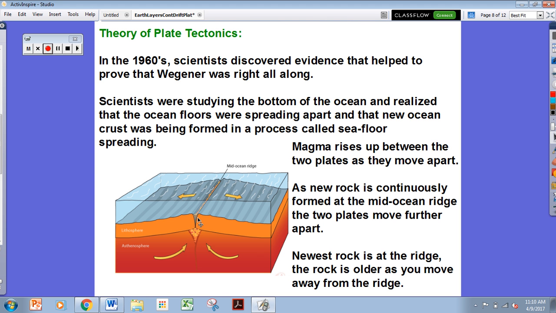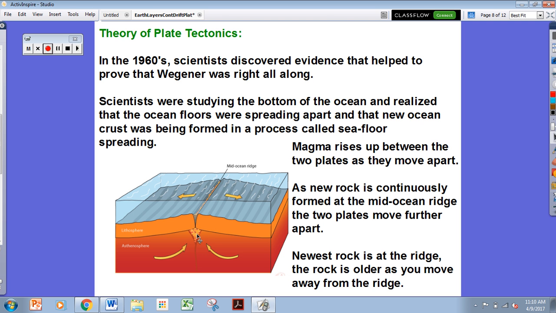So the newest rock is always found right here at the center by the mid-ocean ridge. As new rock is continuously being formed here, it's pushing the two plates further and further apart, kind of like a conveyor belt. So the newest rock is always going to be found here at the ridge, and as you move further and further away, the rock is older and older.